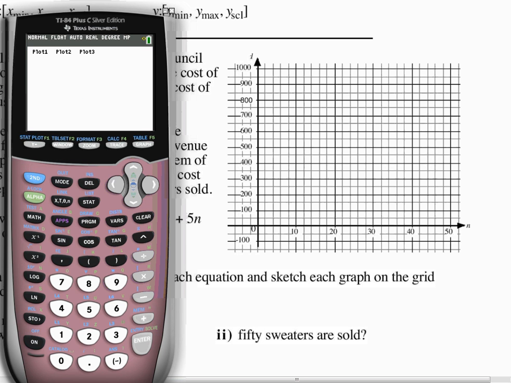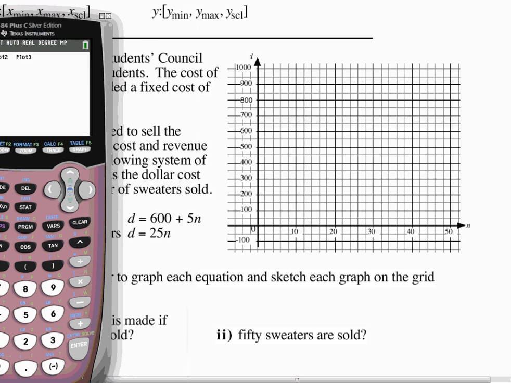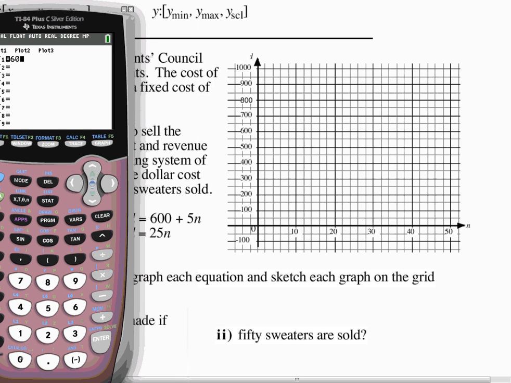Okay, so y equals, first equation, 600 plus 5x. Second one, 25x. Now, will our regular windows work? No, if you push graph, you're not going to see anything. But do they give us windows? Do they give you a graph? Yeah, so let's just match what's there. You can barely see one line. There you go. Okay, so let's match it.